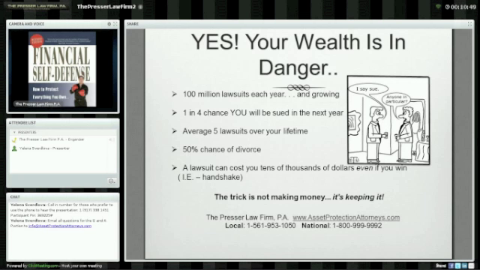Now again, these are just stats, so not everybody will be sued. We have clients that are sued dozens of times per month. These are just the actual stats.